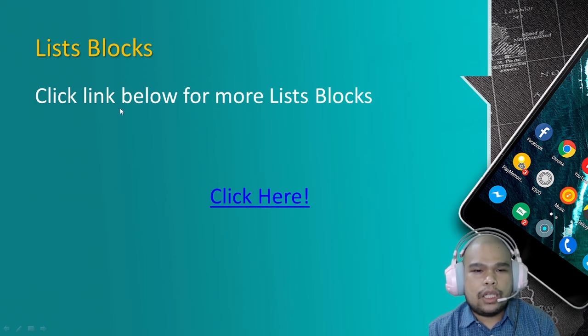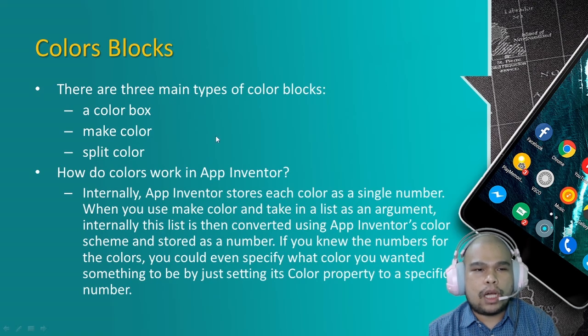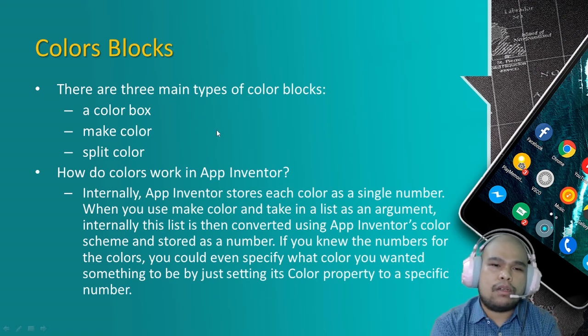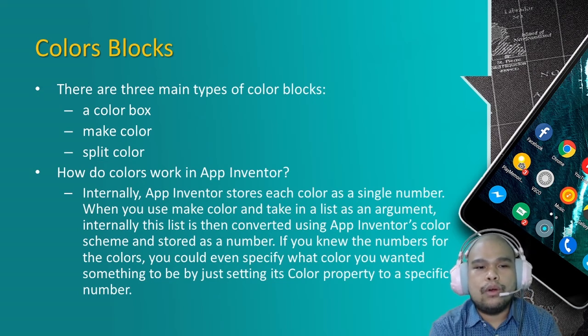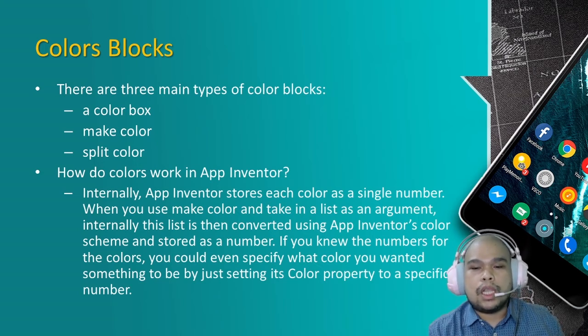So, for additional list blocks, ito po yung link natin. Next, we have colors blocks. So, in colors blocks, no, there are 3 main types of color blocks. So, a color box, a make color, and a split color. So, how do colors work in App Inventor? So, internally, App Inventor stores each color as a single number. So, when you use make color and give it the list of arguments, internally, this list is then converted into App Inventor's color scheme and stored as a number.